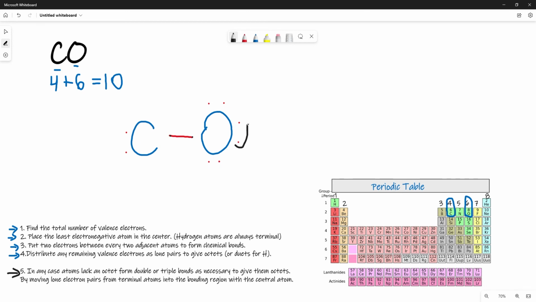Now, we have used all 10 valence electrons. But notice that oxygen has 8 valence electrons, and carbon only has 4, lacking an octet. So we need to form a triple bond to give both atoms complete octets.